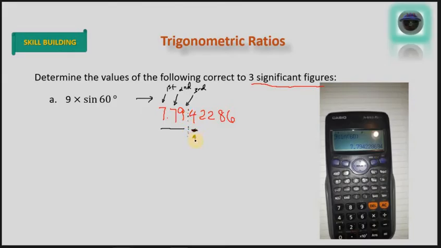And that digit, if it's 5 or more, we will add 1 to the third significant figure as asked. But given that the very first digit that we're cutting off is less than 5, we'll leave the 9 as 9. That is the digit in the third significant position. So our answer will be 7.79.